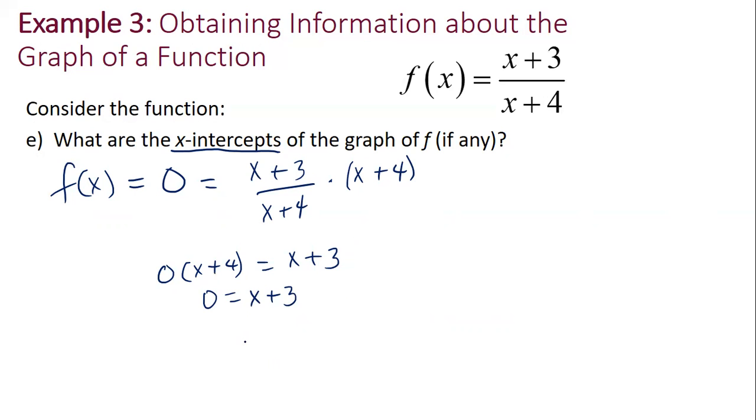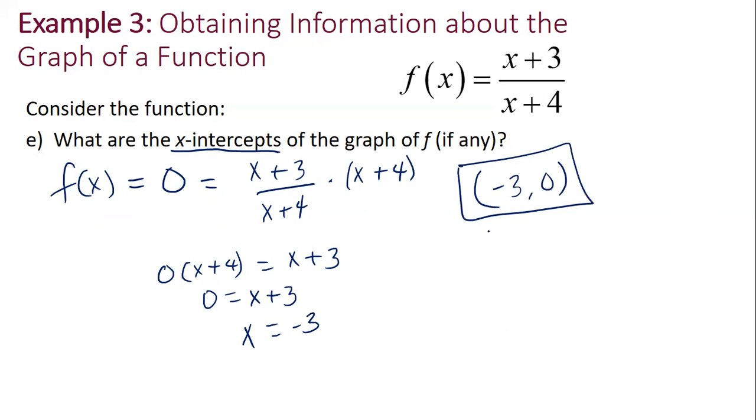So what is x? X equals negative 3. So my x-intercept is at (-3, 0). How do you feel about algebraically finding the x-intercept? It means, again, you're doing what with the whole function? You're setting the function equal to 0 if you're looking for your x-intercept. All right.